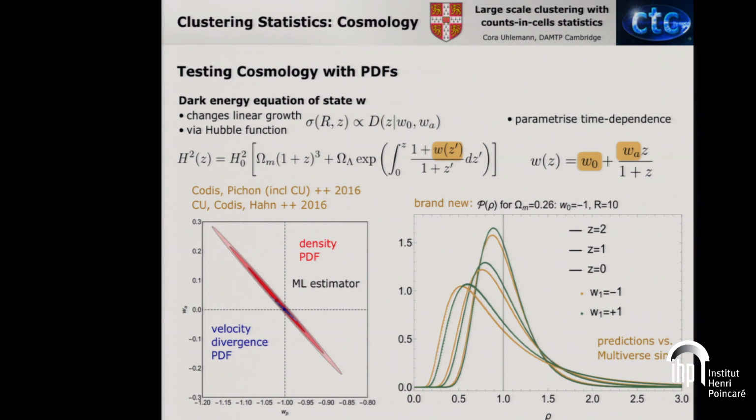And you see that you can get quite interesting constraints on the dark energy equation of state, just because you are sensitive to this growth of structure that is correctly parameterized by a PDF. So that's quite interesting. And we also have some simulation measurements showing that our predictions for different dark energy models work quite well.